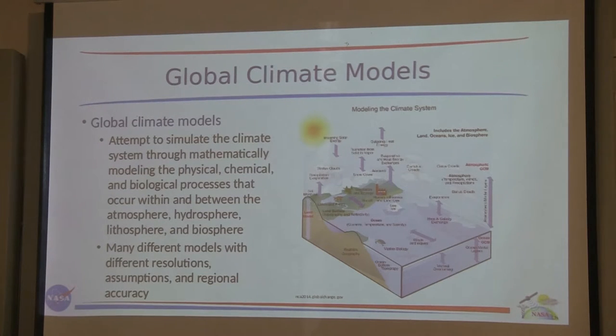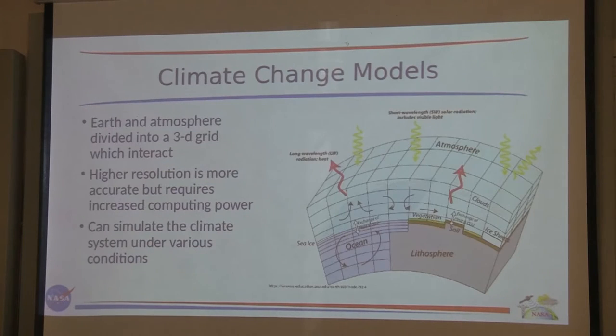And it's important because all those models have different parameterizations. They work at different resolutions. They have different strengths and weaknesses. Sometimes they're better at simulating the climate in one particular location than another. And here's a 3D representation of how they work. This is how they see the Earth. It's like a 3D grid, and they look at what's happening in each of these cells and how it affects the cell next to it. Because of this, it takes a lot of computing power.